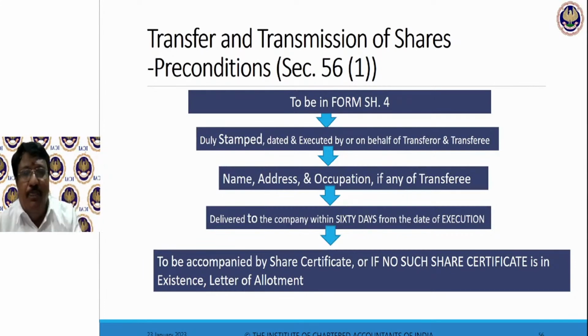Are you able to understand? The SH4 should contain the name, address and occupation, if any, of the transferee. Right, sir?